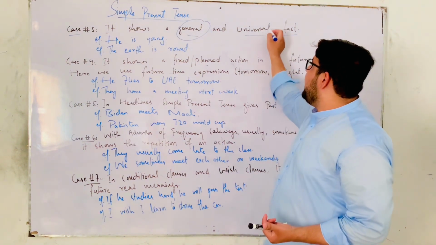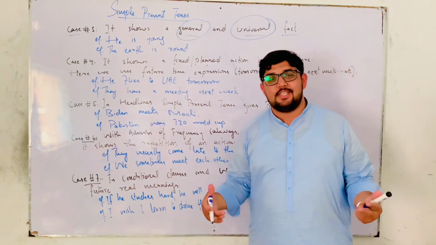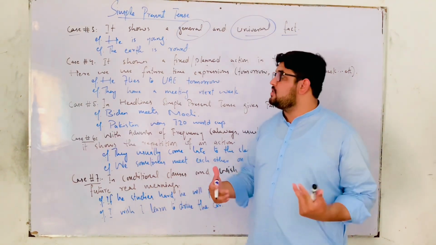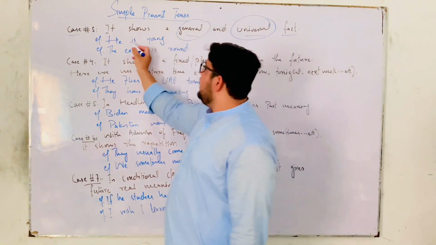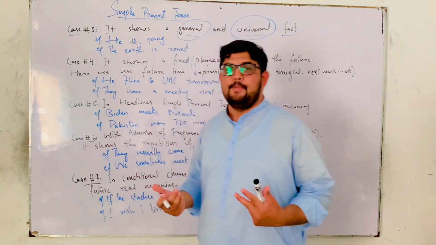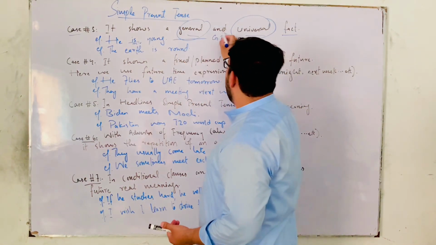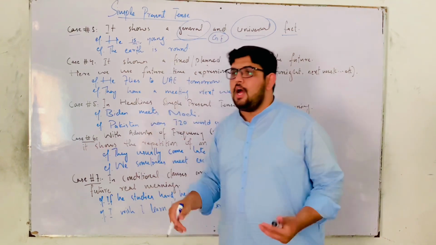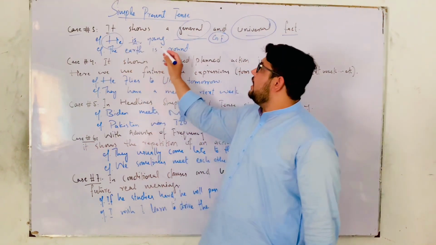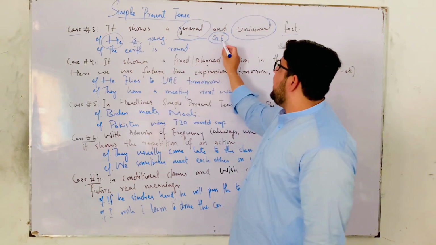A universal fact is a fact that cannot be changed by the passage of time. So simple present tense shows both general and universal facts. Like, he is young. Is is used as main verb here. It shows a present general fact. How is it a general fact? Because now he is young.